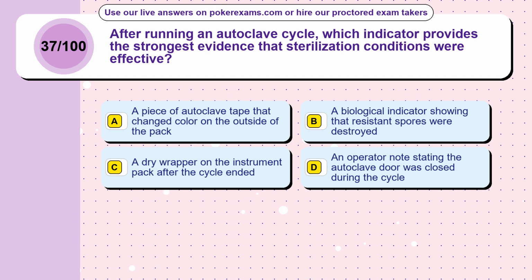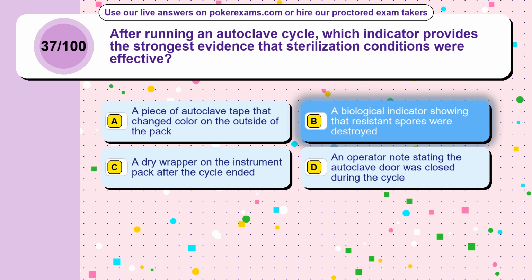Question 37. After running an autoclave cycle, which indicator provides the strongest evidence that sterilization conditions were effective? Option A. A piece of autoclave tape that changed color on the outside of the pack. Option B. A biological indicator showing that resistant spores were destroyed. Option C. A dry wrapper on the instrument pack after the cycle ended. Option D. An operator note stating the autoclave door was closed during the cycle. The correct answer is option B.